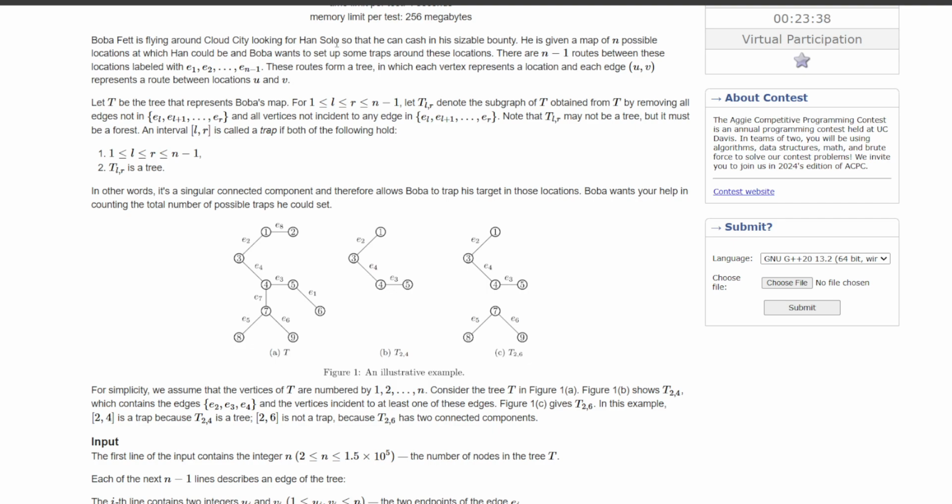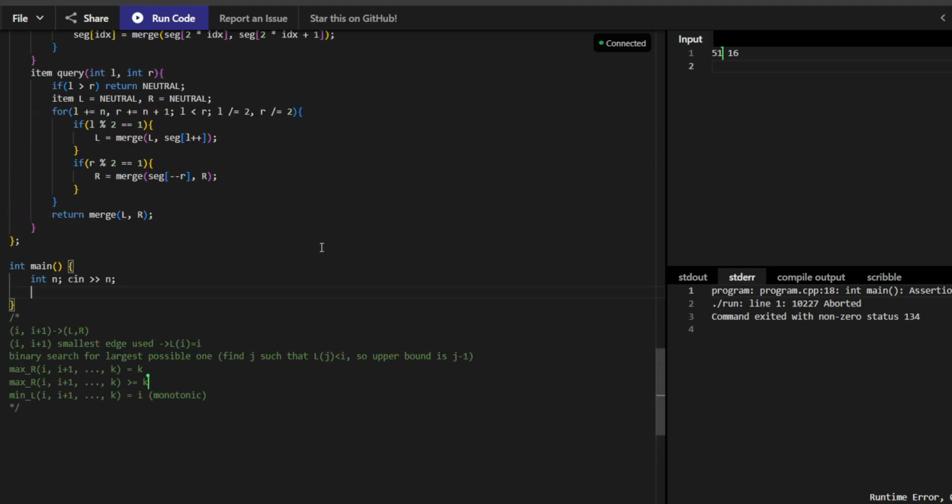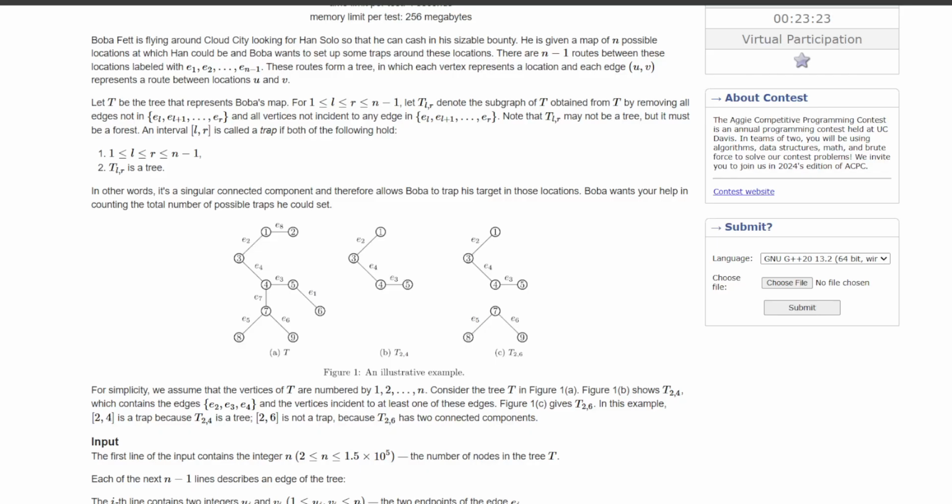Let me think about this. But it's essentially, say you want a path from 3 to 4, but you don't want to get 2 in there. That's really annoying. I'm high right now.